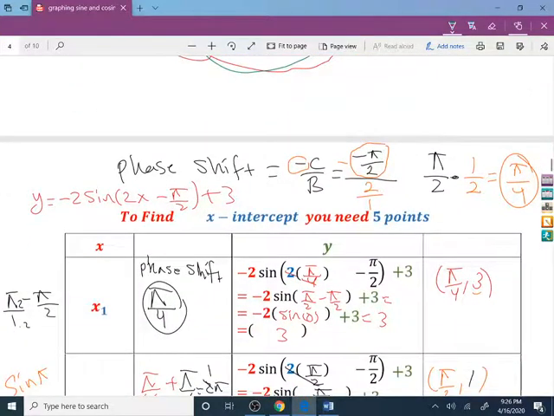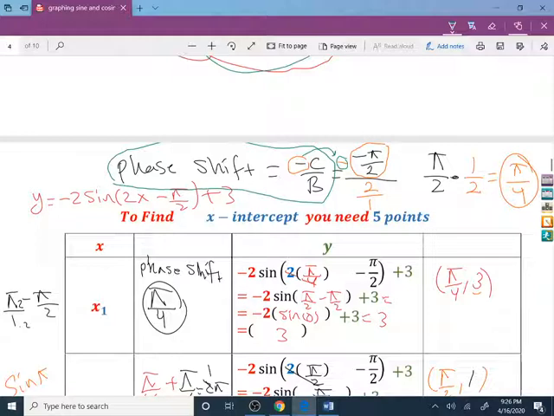The phase shift. What's my phase shift? This is my phase shift, negative c over b, right? The value of c is how much? Negative pi over 2, right? And we have a negative here from the formula. You see? Good? And c is negative pi over 2. Negative and negative becomes what? Positive. You don't have to write the positive. Pi over 2 over b, which is 2.